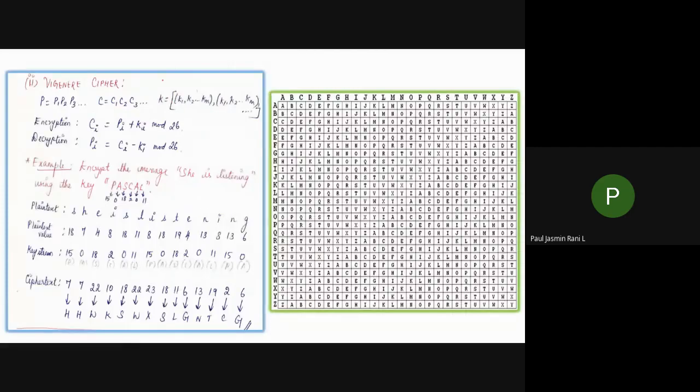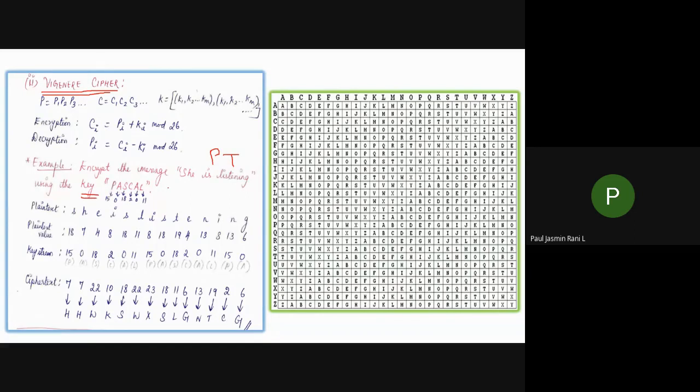Next one, you have the Vigenère cipher. This is also a part A question. Here also you have to use the same formula, P plus K mod 26, then C minus K mod 26. Let us consider the problem: encrypt the message "she is listening" using the key Pascal. So this is the plain text.